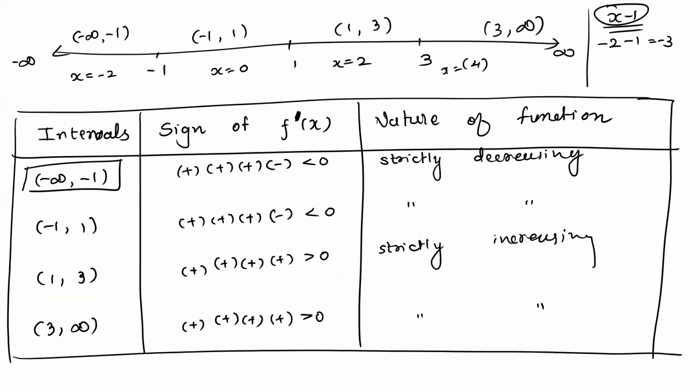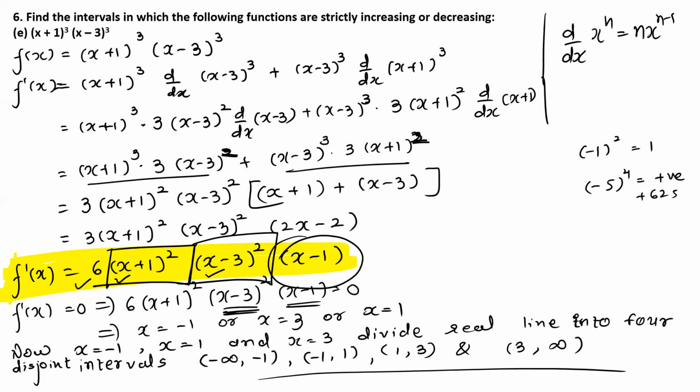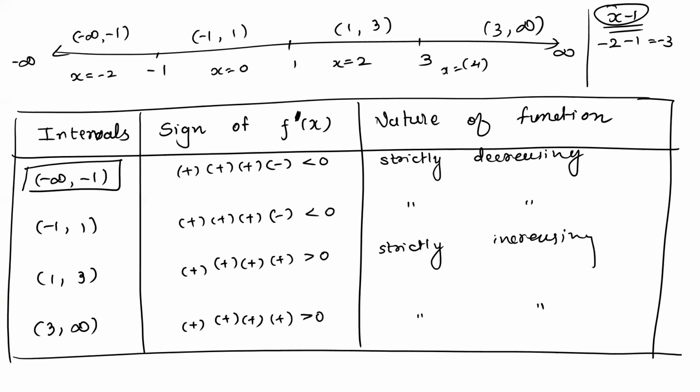Take one value and put it in f dash x. This here we understood. Okay, how do we put for all? We can actually put for all values of x. 6 is always positive, so I wrote positive. x plus 1 whole square is always positive. Again, one more bracket with a square, it's positive. That means I needed to identify where this x minus 1 is negative. That was actually not so difficult.